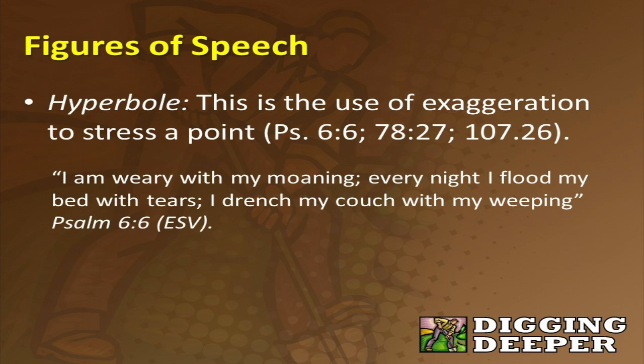The fourth type of figure of speech that's common in Hebrew poetry is hyperbole. And hyperbole is the use of exaggeration to stress a point. For example, Psalm 6:6. I am weary with my moaning. Every night I flood my bed with tears. I drench my couch with my weeping.